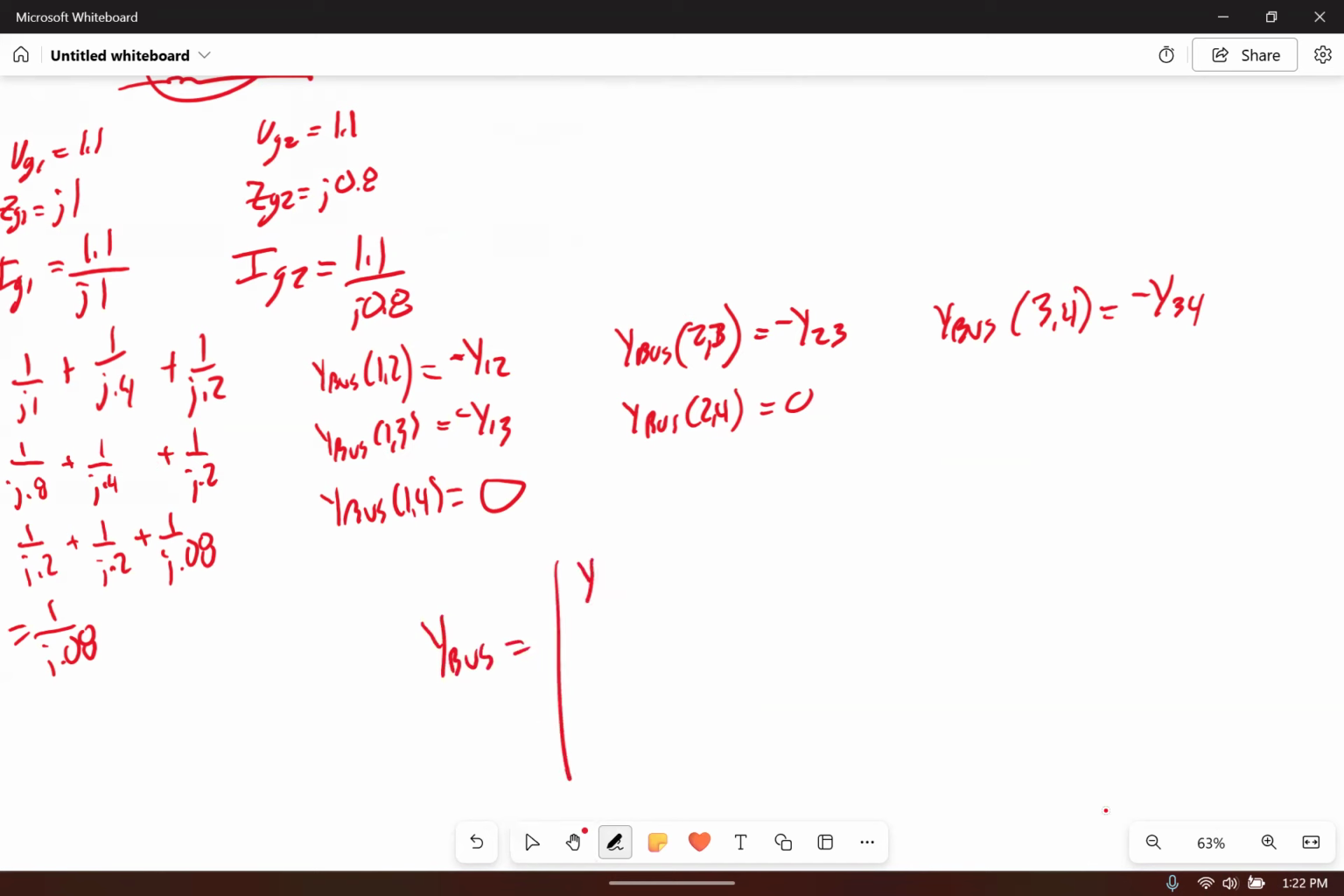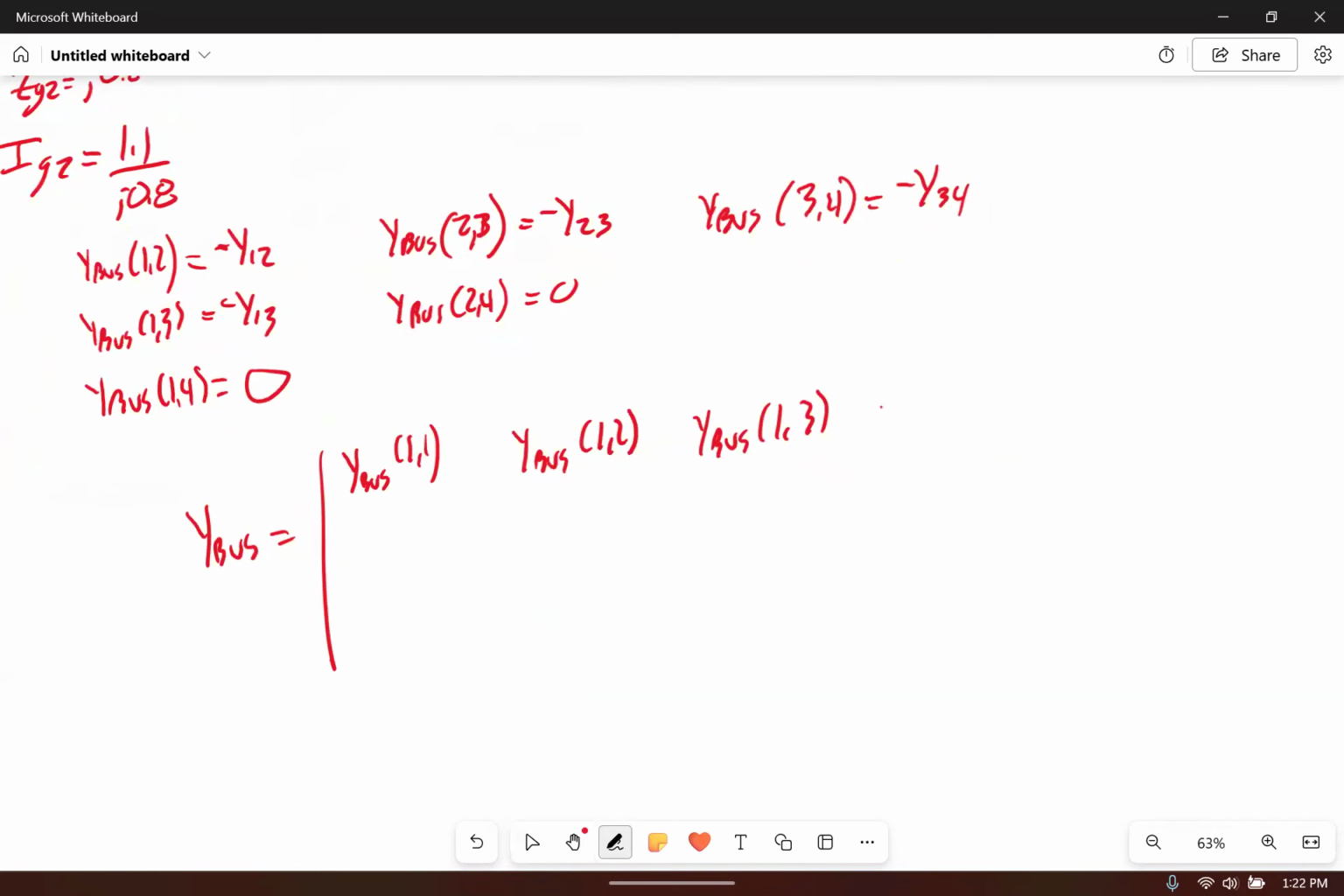This is Y bus 1, comma 1, Y bus 1, comma 2, Y bus 1, comma 3, and Y bus 1, comma 4. This is Y bus. And I'm just going to write this down. You don't need to write this down.